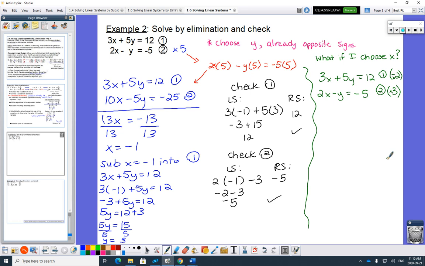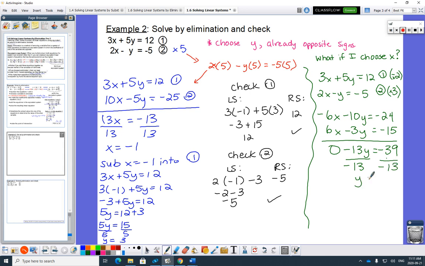3 times negative 2, negative 6. 5 times negative 2, negative 10. 12 times negative 2, negative 24. And then 3 times 2, 6x. And now negative 6 and 6 is 0. Negative 13y, and negative 39. Negative 24 plus negative 15. Divide by negative 13. Y equals 3.